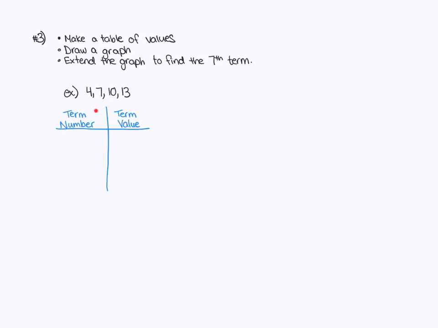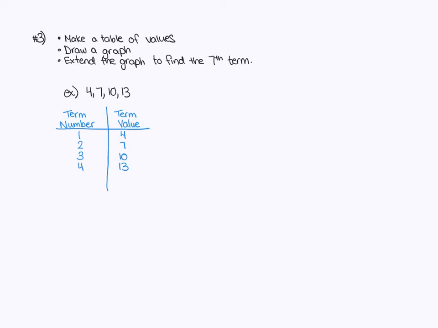And remember, the term number always goes on the left, and it's just, is this the first number, the second number, the third number, what order is it in? And the term values go on the right. So our term numbers would go 1, 2, 3, 4, because there are 4 numbers. And our term values would just be the order. So 4, 7, 10, and 13.